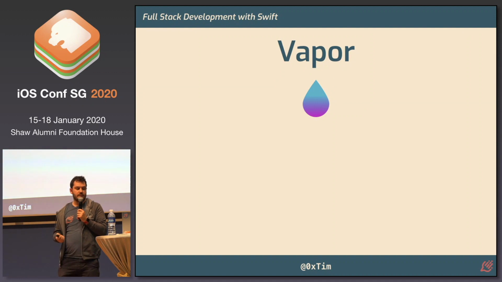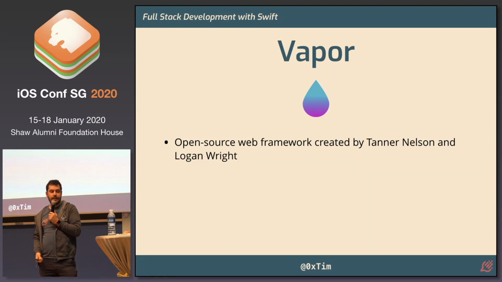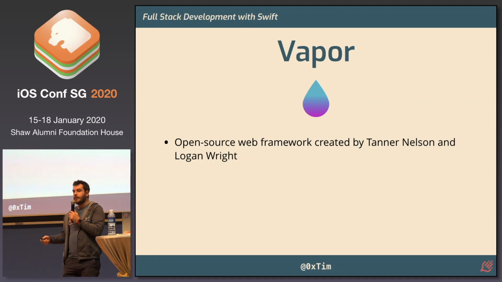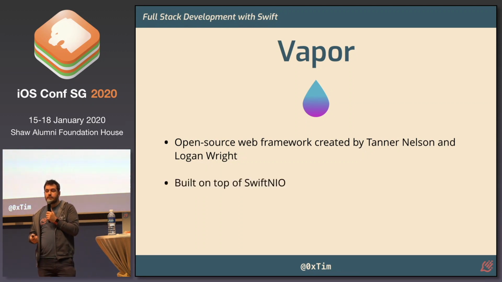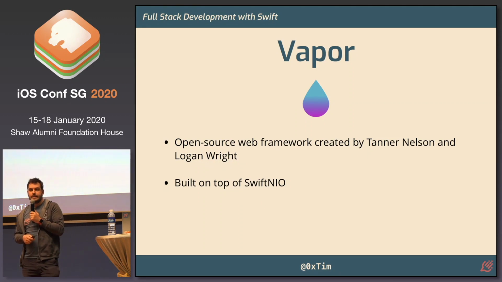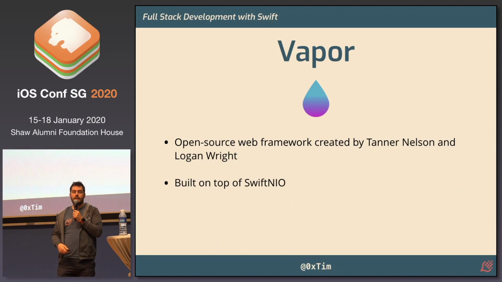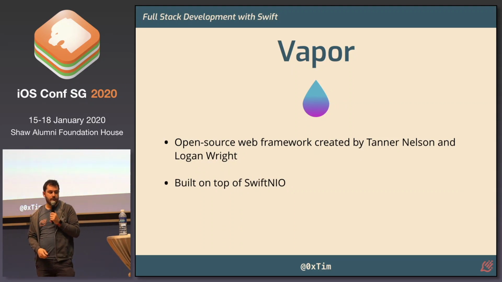So what's Vapor? Vapor is an open source web framework written in Swift. It was created by a guy called Tanner Nelson, and him and Logan Wright build and maintain it. And it allows you to build web APIs and server applications, etc., in Swift. It's built on top of SwiftNIO, which is Apple's non-blocking, event-driven I/O framework, and it does all the heavy lifting, the low-level gnarly stuff of interacting with the kernel and handling HTTP connections. So that allows Vapor to provide a really nice API on top.